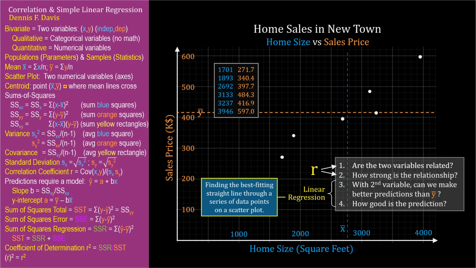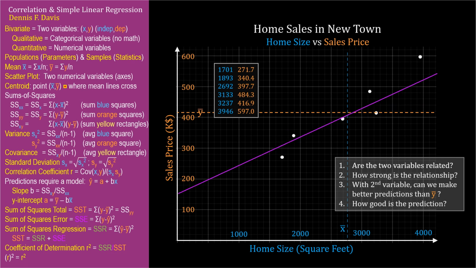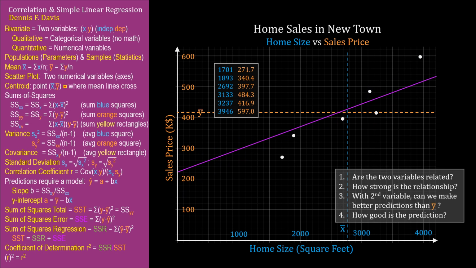So, what's the best fitting line? As you can see, we have an infinite number of lines to choose from. So, how do we decide which one is the best fitting? It might not surprise you to learn that the answer involves summing squared differences, specifically the differences between each data point and the modeled line.